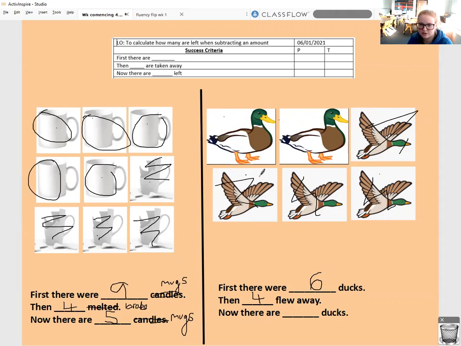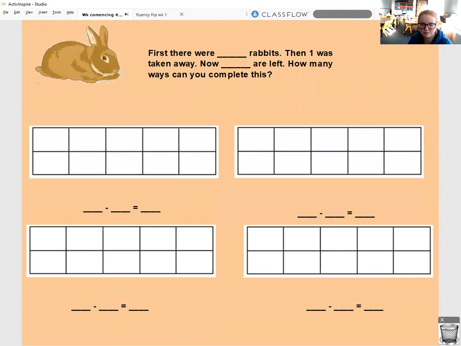Now how many ducks are left? Let's have a look. 1, 2. Now there are 2 ducks left. So first there were 6 ducks, then 4 flew away. Now there are 2 ducks.